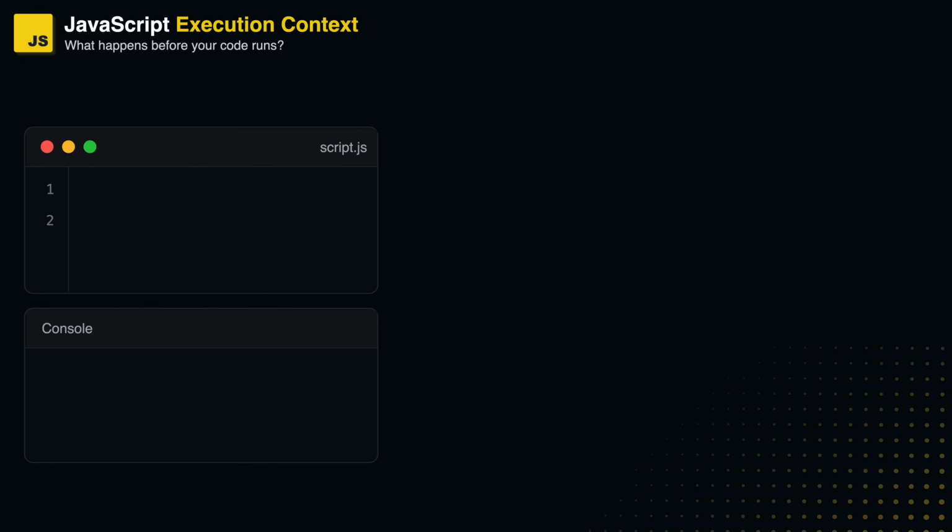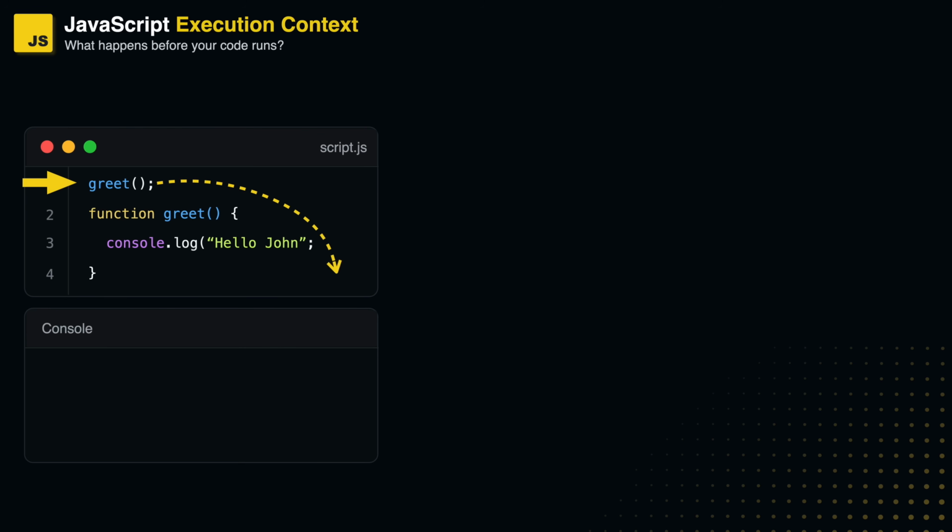Now let's try another example. This time, we call the function before its declaration appears in the code. On the first line, we call greet using the function name followed by open and close parentheses. Below that, we declare the greet function, and inside it, we use console.log to print hello John. What do you think will happen? Will JavaScript give us an error because the function call appears first? Actually, this code works, and JavaScript prints hello John.